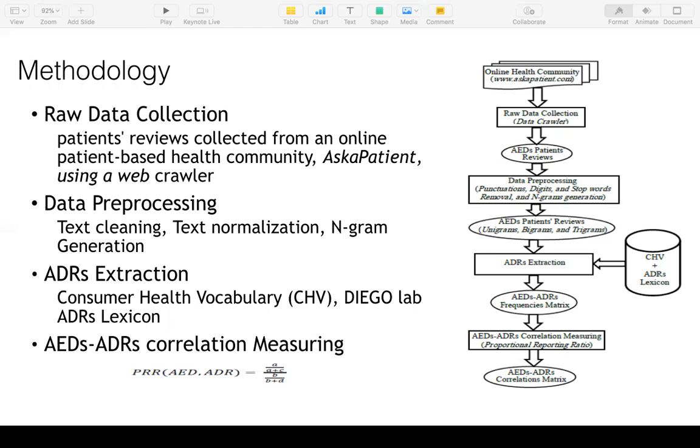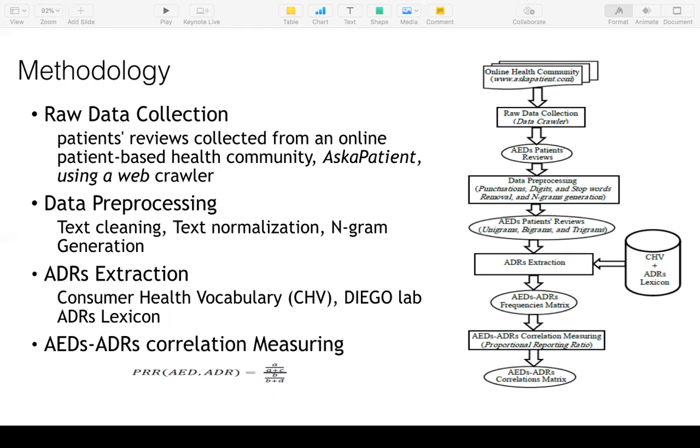The third stage is ADR extraction. In this stage, we have to match every n-gram term with an ADR lexicon. However, the internet is known for its casualness and openness. The patients might use different vocabularies from professionals' vocabularies to express health concepts. Therefore, straightforward matching here will not be a good solution. To deal with this problem, we used the consumer health vocabulary, or CHV, to convert each term into its equivalent medical term.